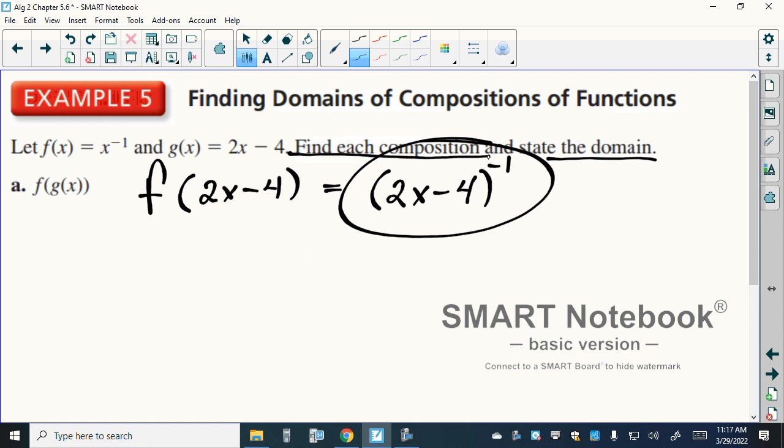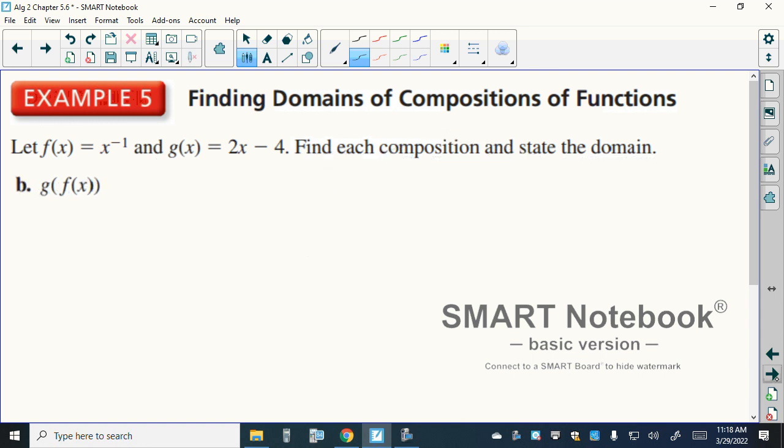I just want you to find the composite. So for the second half, I think it's 25 through 28. For those it says find each composite and state the domain. I just want you to find the composite. So this here would be our f of g of x.